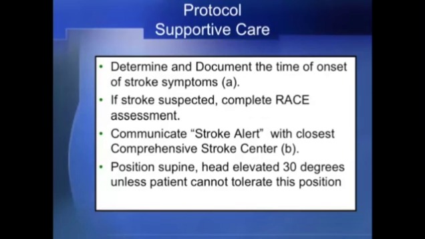The first step of the protocol under supportive care is to determine and document the time of onset of stroke symptoms. Though we are not utilizing the time of onset for determining a stroke alert, we still need to gather this information, and it's still important information for the neurointerventionalist. Next, you'll perform the RACE exam, and you'll go ahead and determine whether or not the patient meets any of these stroke alert criteria. If they meet a stroke alert criteria, then you'll go ahead and contact the closest comprehensive stroke center and identify that you have a stroke alert.